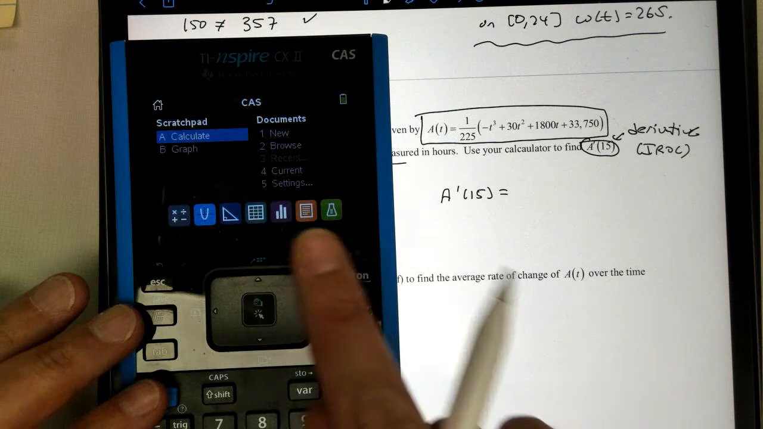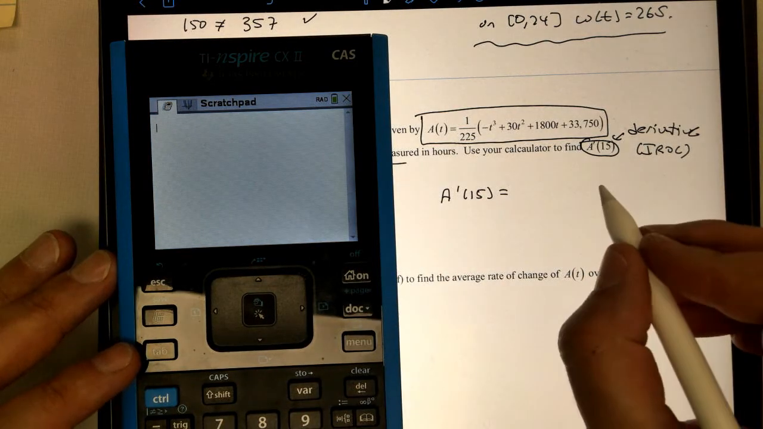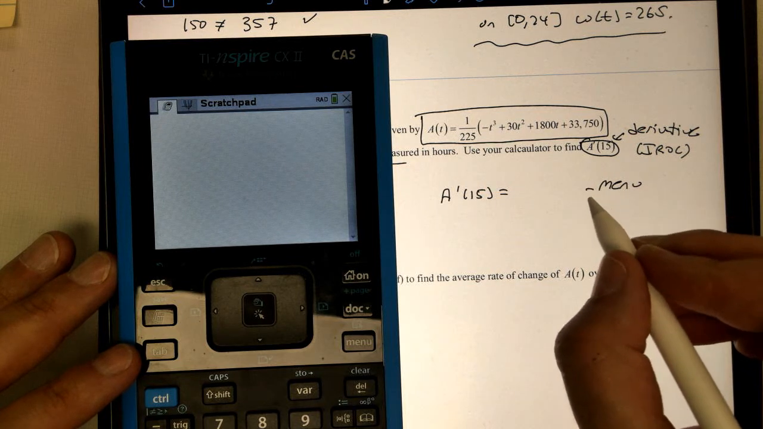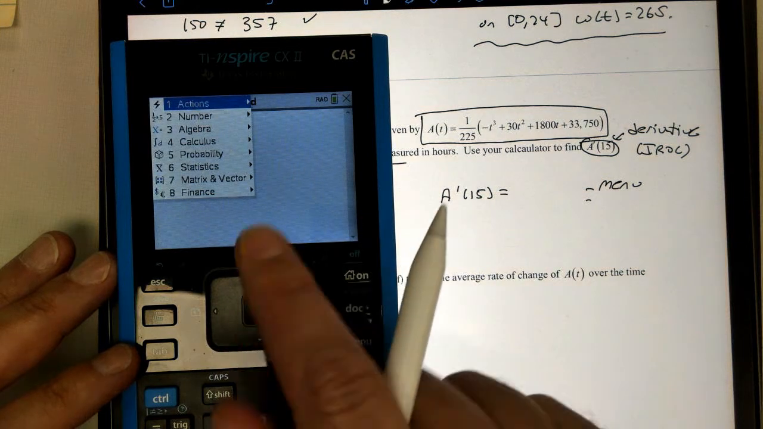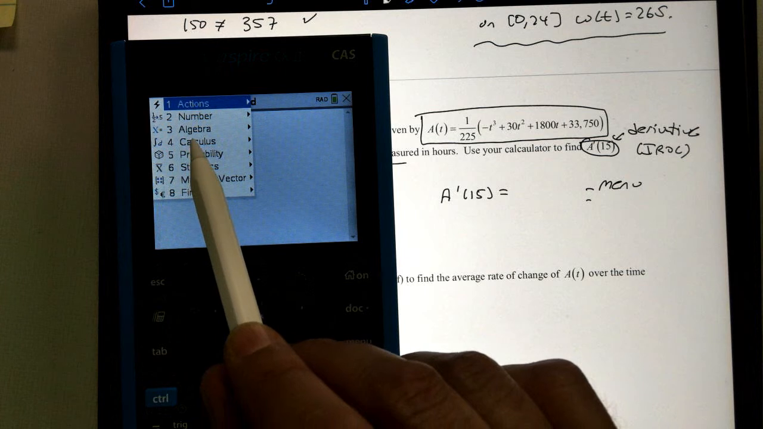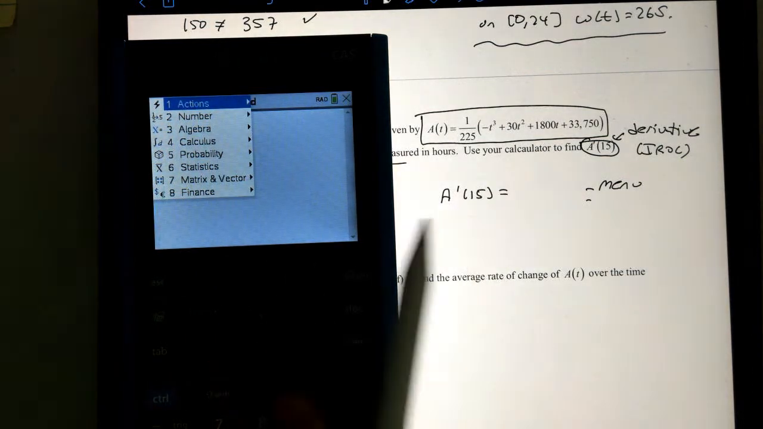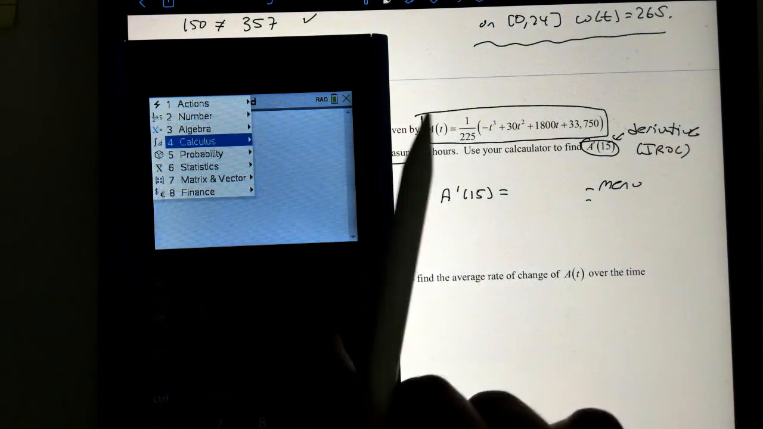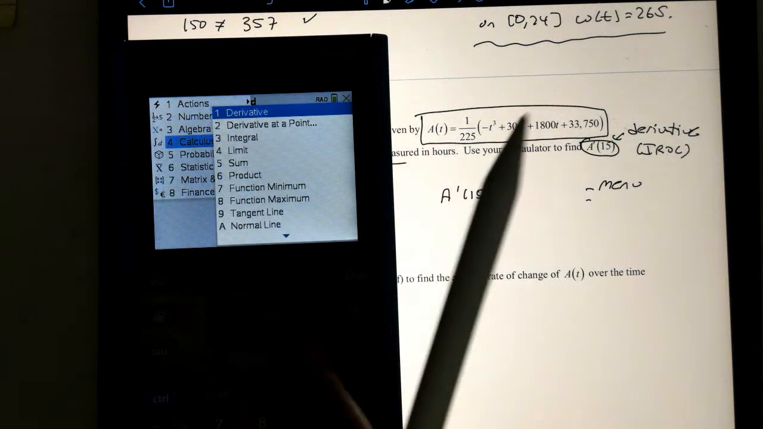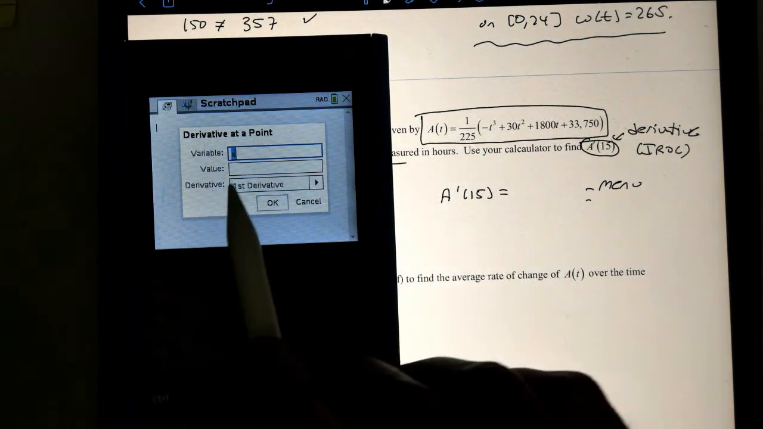Turn the calculator on. I like to be in Scratchpad, easy to work with. You're going to go to Menu. After Menu, is there anything here that looks like might help you with calculus? Algebra? No. Oh yeah, number 4. So you're going to press number 4. And we are looking for a derivative at a point. So I'm just going to go down to number 2 here and press enter. And it's going to give me this variable.